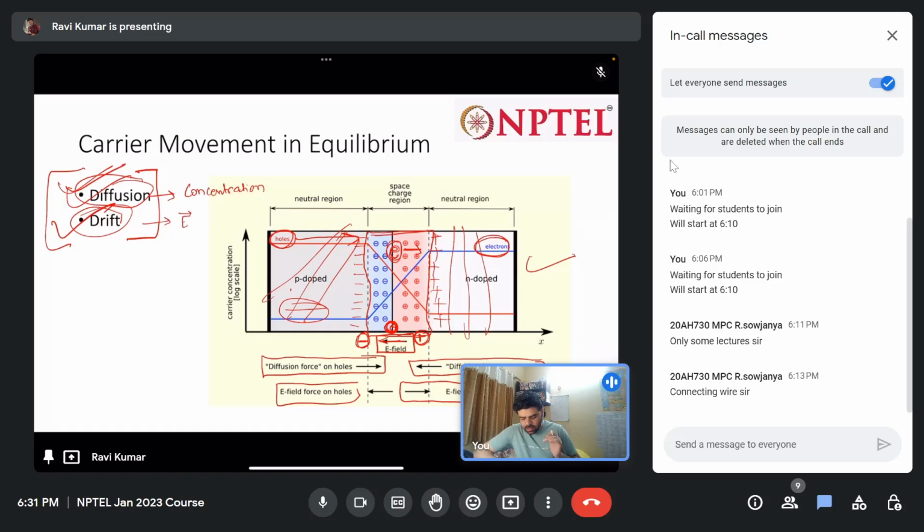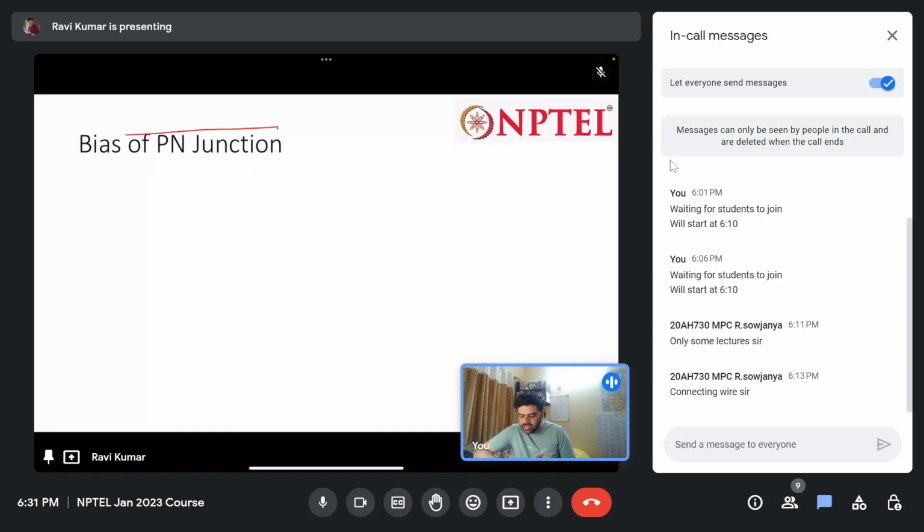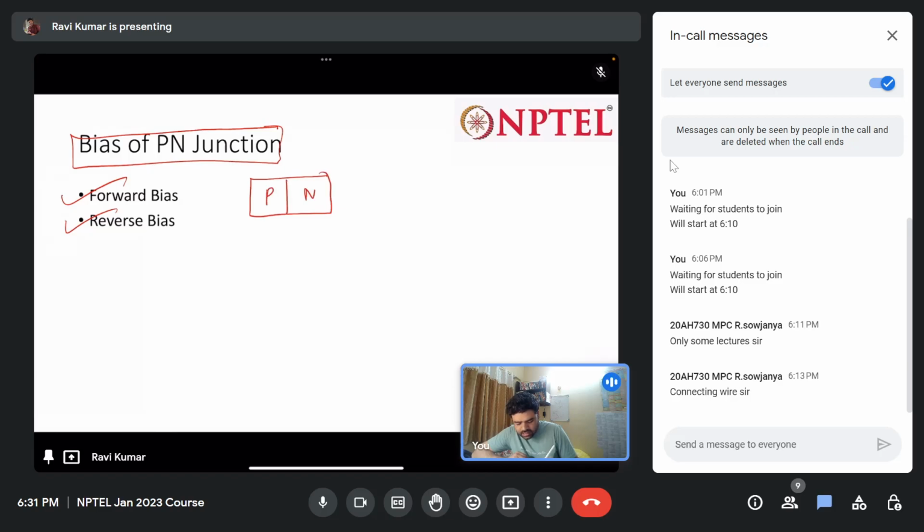So let's move to the next part, which is the biasing of a PN junction. Now tell me how many ways we can bias a PN junction. Forward bias and reverse bias. If this is a PN junction, this is P, this is N. So how is it forward, and how is it reverse? Should P type be connected to the positive terminal or negative terminal? Just tell me.